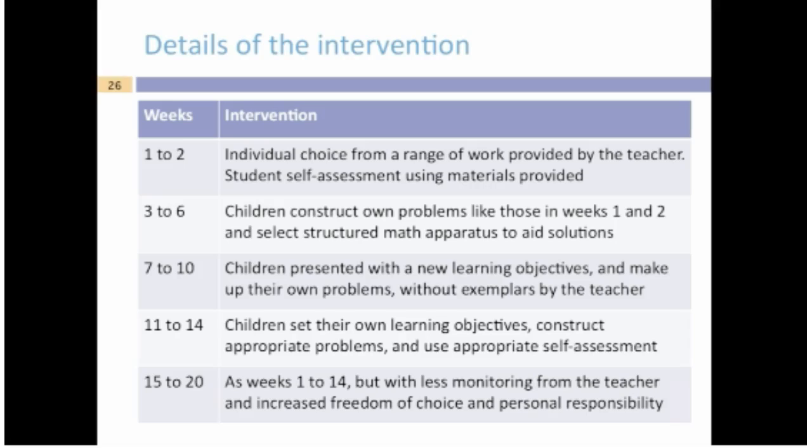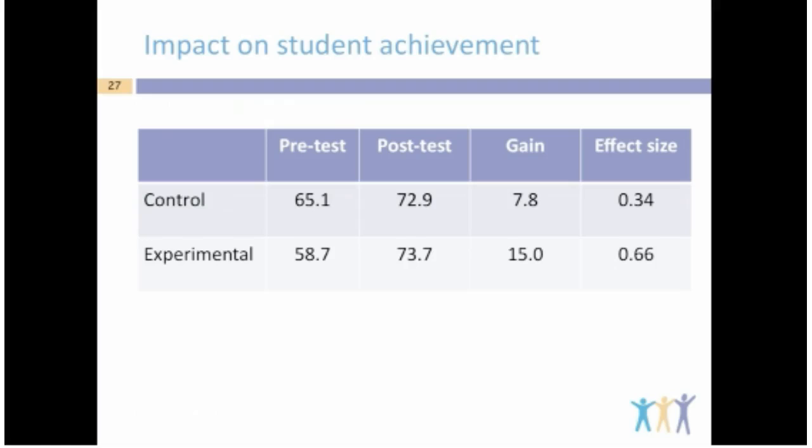Towards the end of the project, the students' independence and autonomy was pushed even further. In weeks 11 to 14, children not only set their own problems, they actually set their own learning objectives, constructed relevant problems, and they decided themselves how to self-assess themselves. And towards the final 5 weeks of the project, the same thing happened, but with even less support from the teacher. And thus, of course, building increased freedom of choice and personal responsibility for the student.